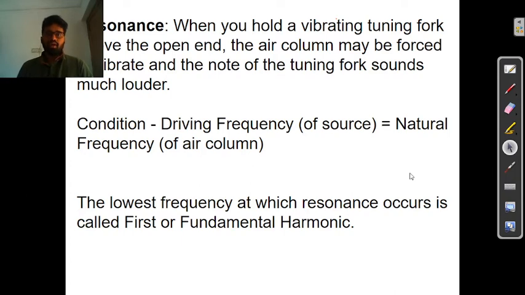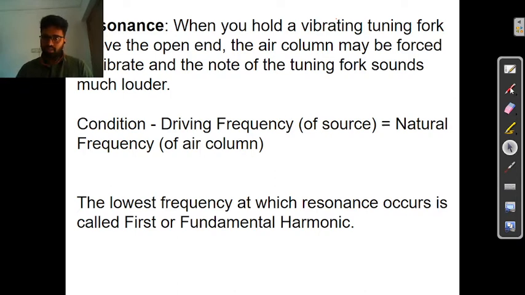A stationary wave is always associated with resonance. Resonance can be best understood when you do a simple experiment. The experiment goes like this: when you have a tuning fork above an open-ended air column, and you vibrate the tuning fork by keeping it on the open-ended air column, you can see that for a particular length or a particular frequency, you can hear a loud sound. Hearing this loud sound is nothing but resonance.